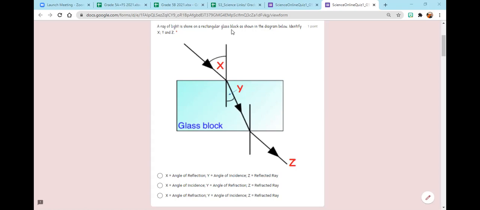First of all, light is moving from air to glass. So light is moving from a medium to another medium, from air to glass. Is refraction happening or reflection happening? Which process is happening right here? Reflection or refraction? It's refraction.